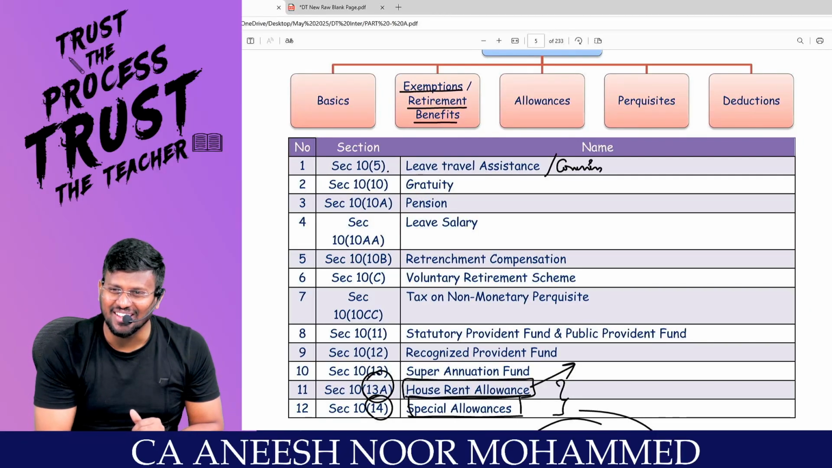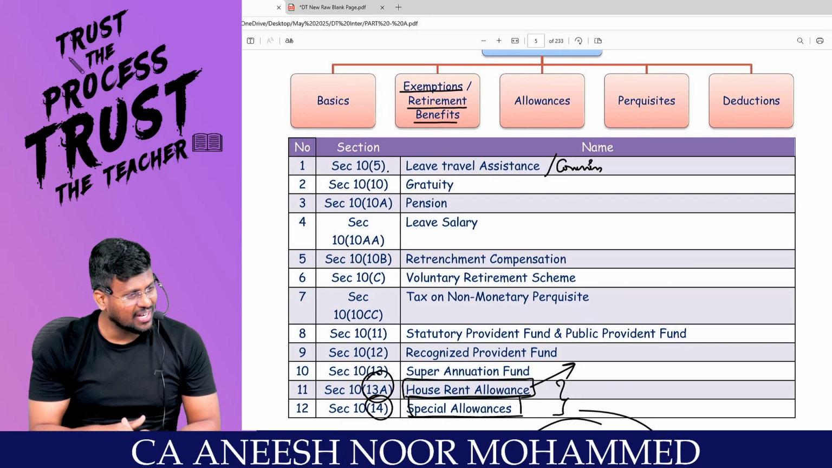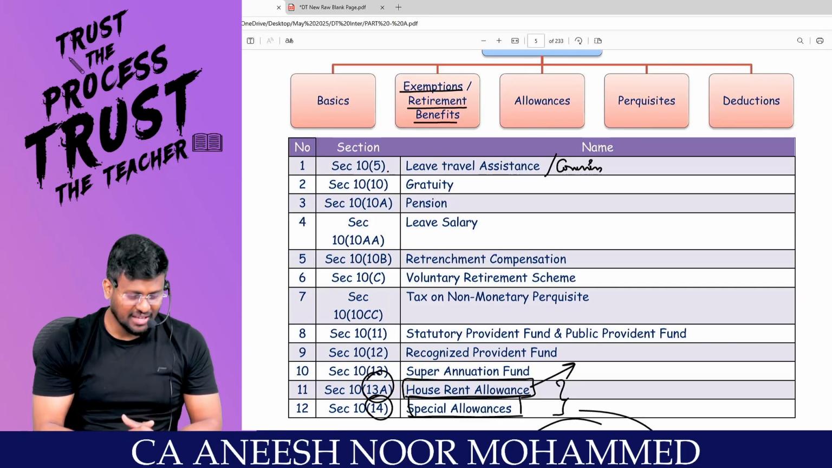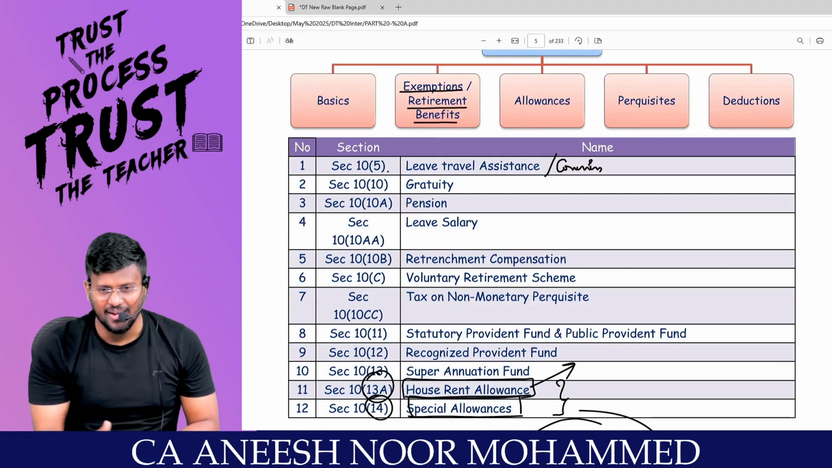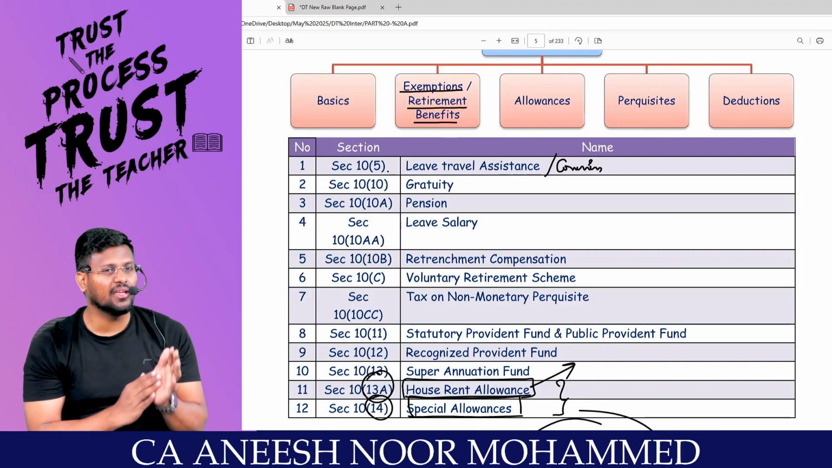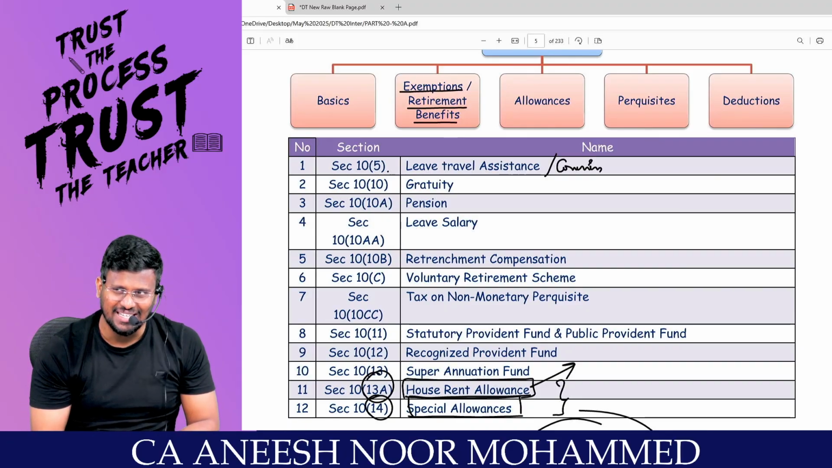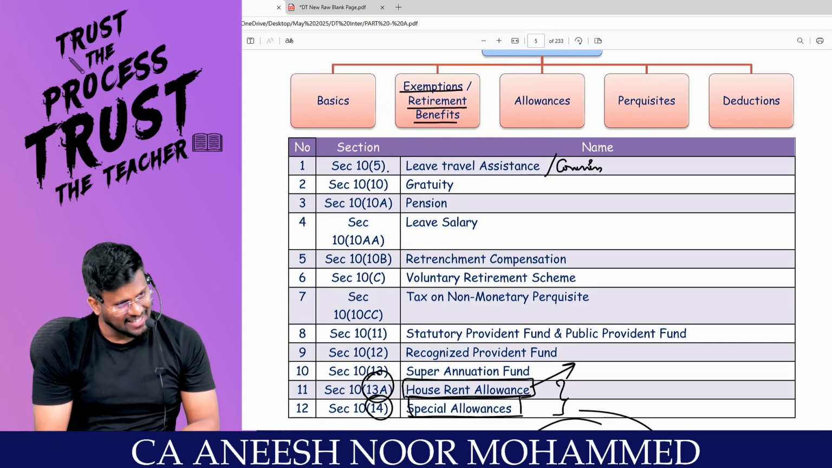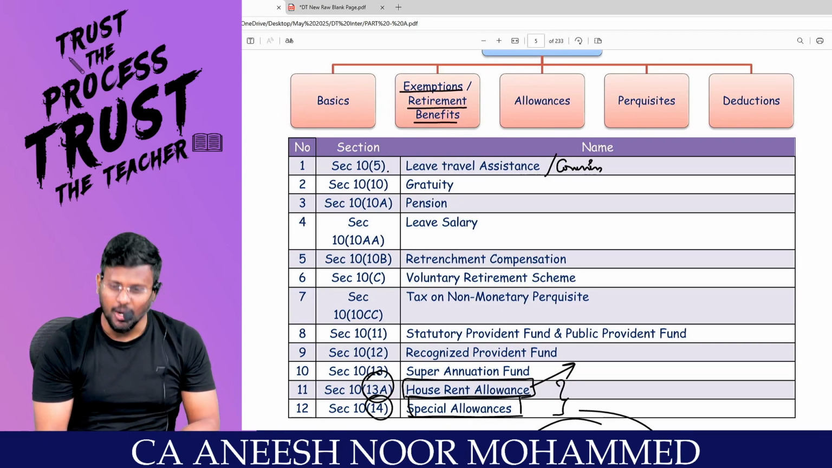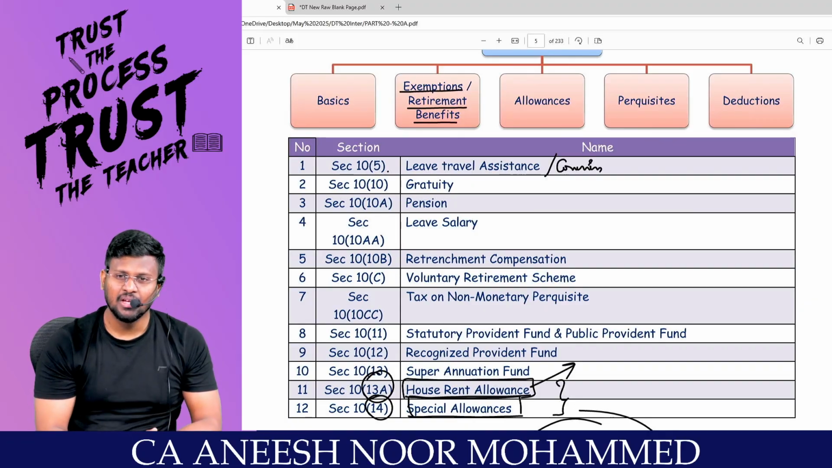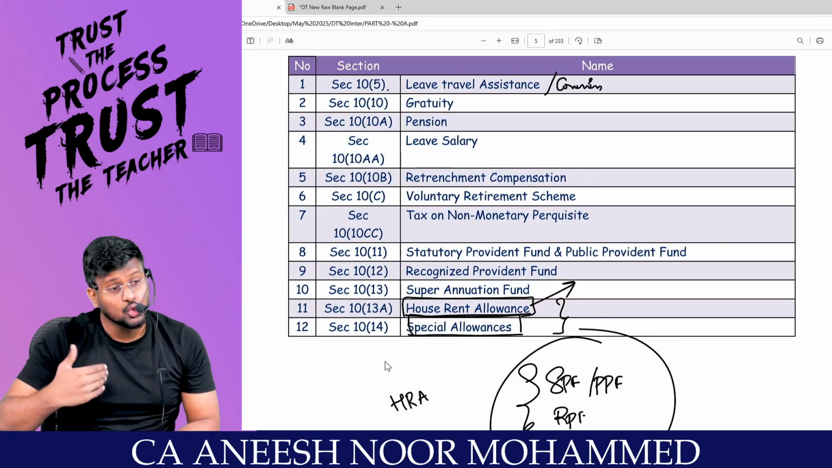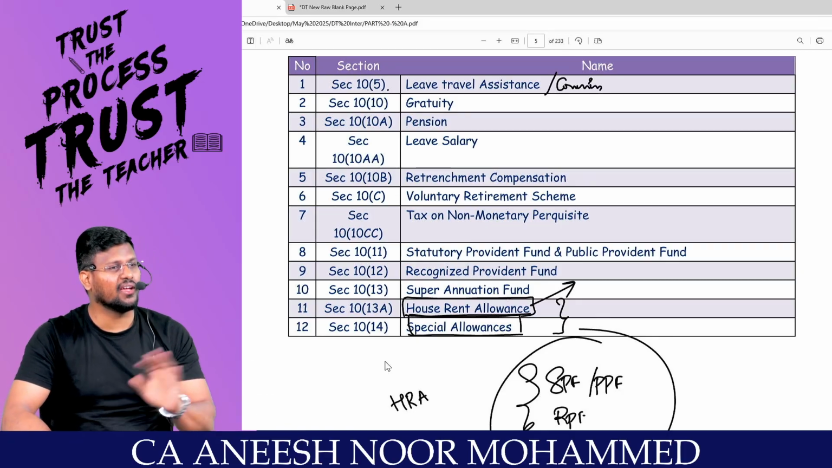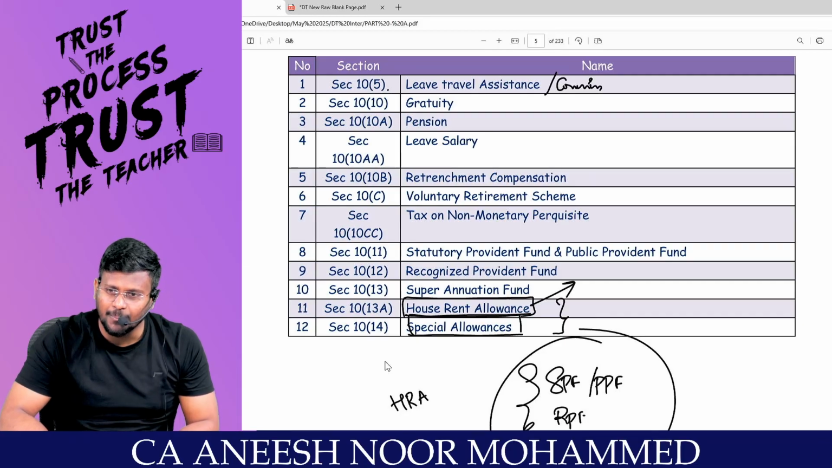Repeat once again. What is section 10.5? Leave travel concession or leave travel assistance. What is section 10.10? Gratuity. What is section 10.10A? Pension. What is section 10.10AA? Leave salary. What is section 10.10B? Retrenchment compensation. What is section 10.10C? VRS. 10.10CC. Tax on non-monetary perquisite. What is section 10.11? Statutory Provident Fund or Public Provident Fund. What is section 10.12? Recognized Provident Fund. What is section 10.13? Superannuation Fund. What is section 10.13A? HRA. What is section 10.14? Special allowance.